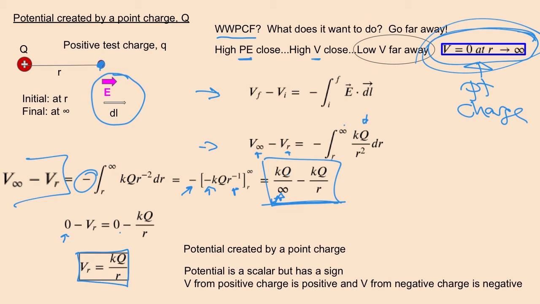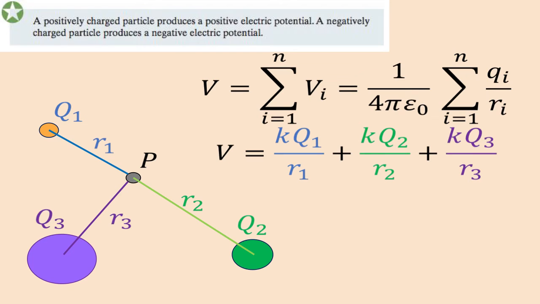And again, it's a scalar and it has a sign. So if Q is positive, then V is positive. If the Q is negative, then the potential that it creates is negative. And those are scalars, and so they add like actual numbers. So it says a positively charged particle produces a positive electric potential, and a negatively charged particle produces a negative electric potential. That's what I was just saying. And they add like scalars. So this first thing where it says V equals, that's the sum of all the different charges.